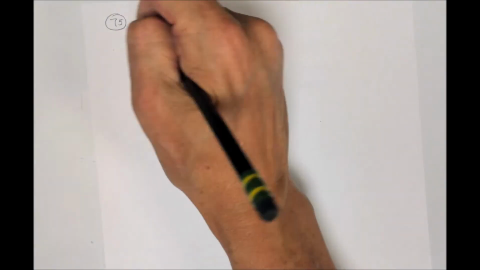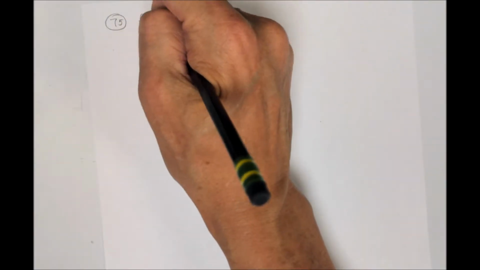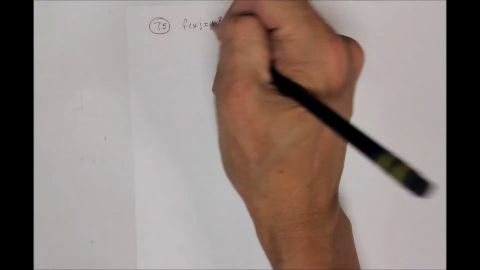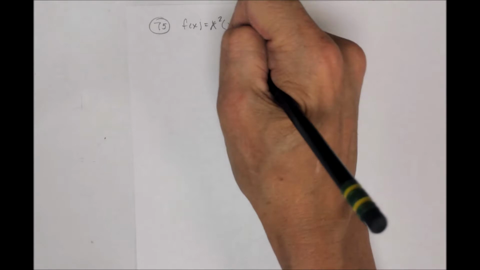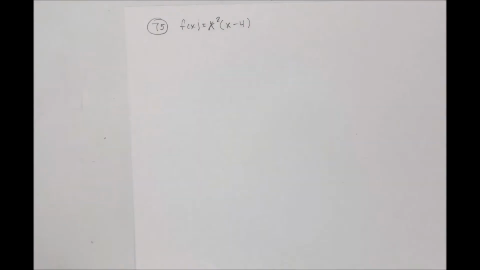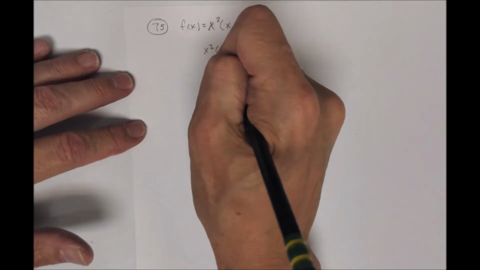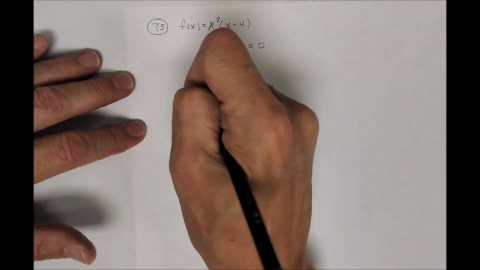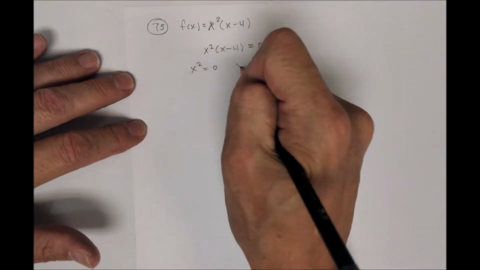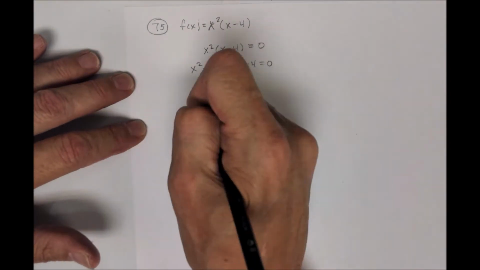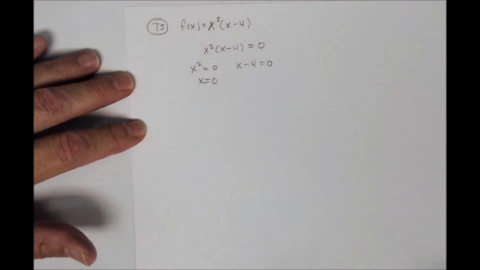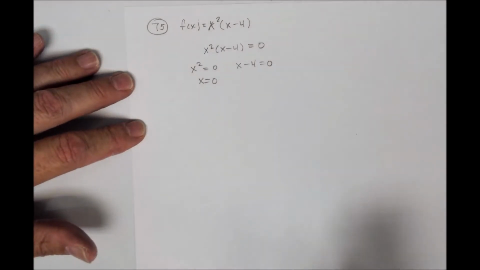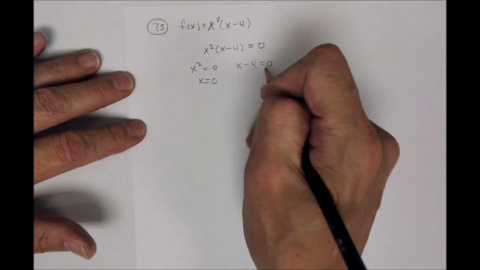75 is f of x equal to, let's bring it so you can see it here, x squared times the quantity x minus 4. Well, the good news is it's already factored. So I just set x squared times the quantity x minus 4 equal to 0. So x squared equals 0, and x minus 4 equals 0. If I take the square root of both sides, x equals 0. You can think of it as plus or minus 0, but it's still 0. And at 4, I get x equals 4.